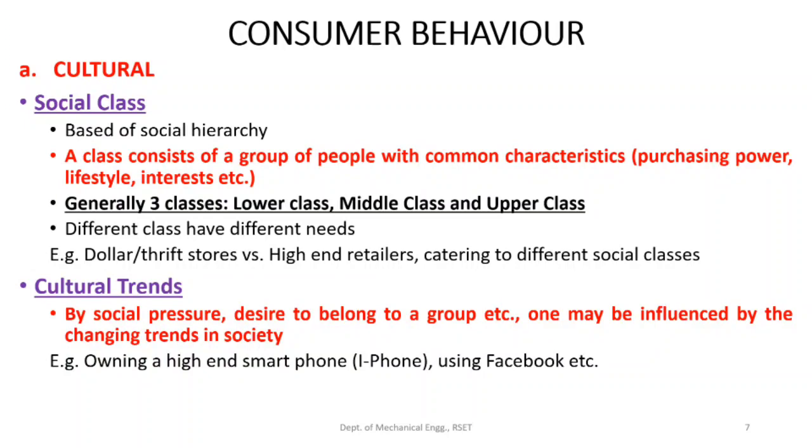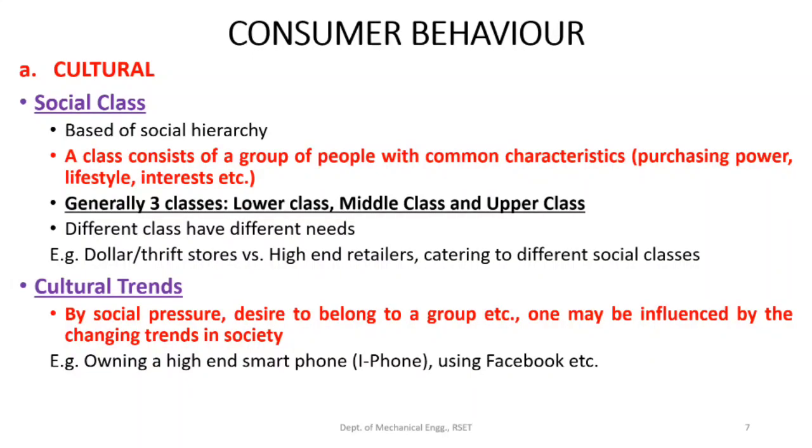Generally, we divide people into three classes: the lower class, the middle class, and the upper class. The people belonging to each of these classes are united by certain common characteristics such as purchasing power, lifestyle, interests, etc. So people belonging to these three different classes will have three different types of needs, and correspondingly the products that serve the needs of these different classes will also be different.